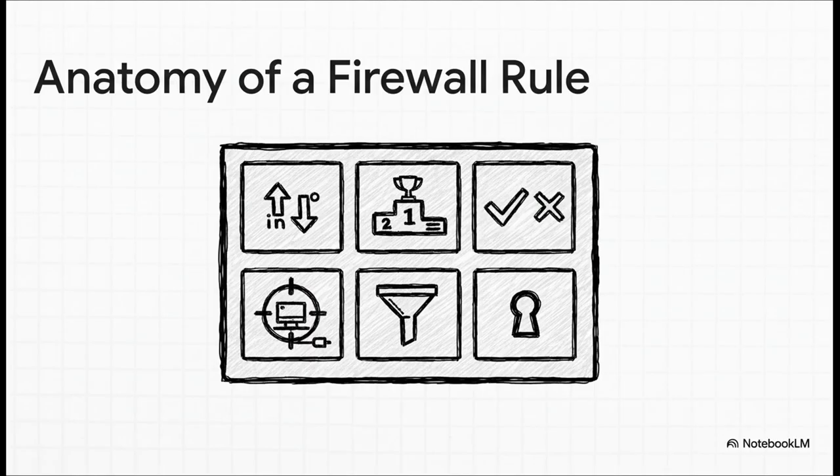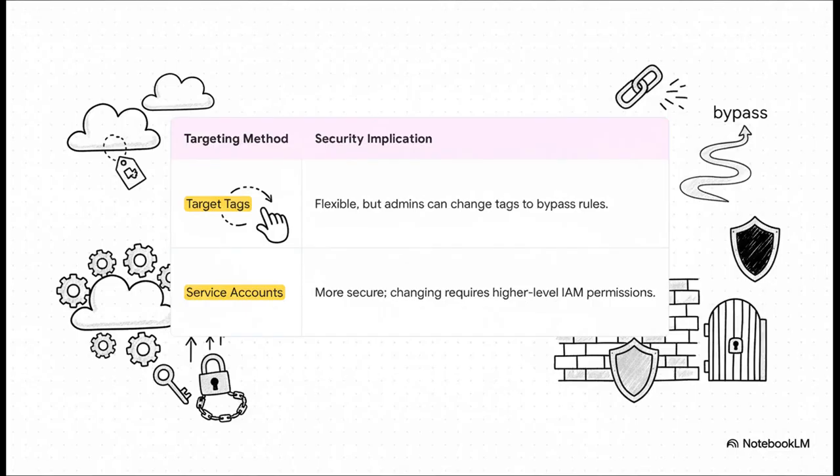But the 2 most interesting parts are the targets. Which VMs does this rule apply to? And the source or destination filter. What specific traffic is it looking for? And this brings us to a really key architectural choice.